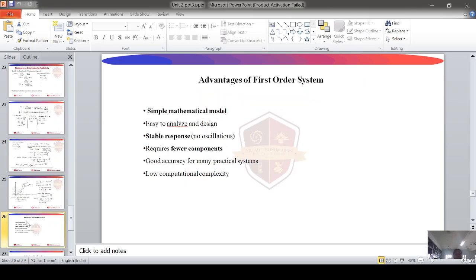Then, advantages of first order systems. First order systems are simple to model, easy to analyze, and provide stable responses without oscillations. They require fewer components and have low computational complexity.